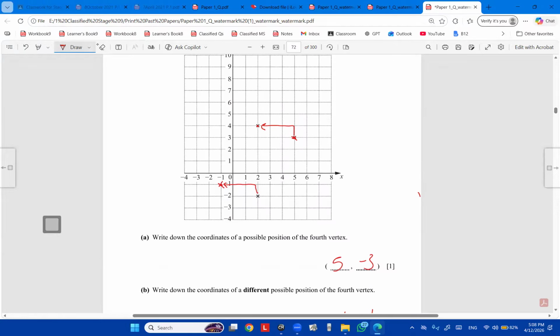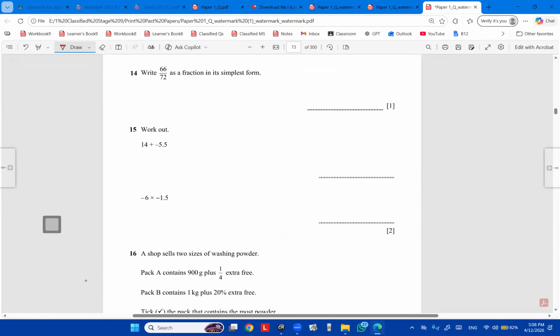Look at that. If you connect them, they're going to give you exactly a parallelogram. Look, if you connect them this way, and here you go. That's it. Here is the parallelogram that they want. So there are two possible ways. Let's erase this and move to the next question.